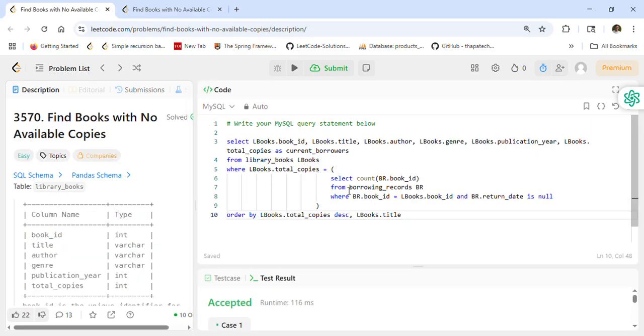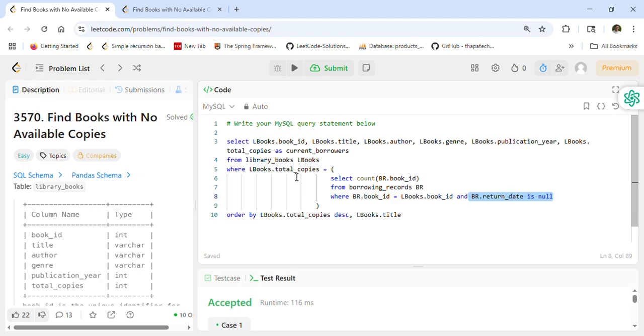So here I will first explain you this inner nested subquery. What we are doing is we are using the borrowing records table and we are counting those books, right? We are only counting those books which have a return date null and their book ID should match with the library books book ID, right? Because book ID is a common column basically, correct? So it will tell me the count of the borrowed copies for that book basically, how many people have borrowed the book, right?